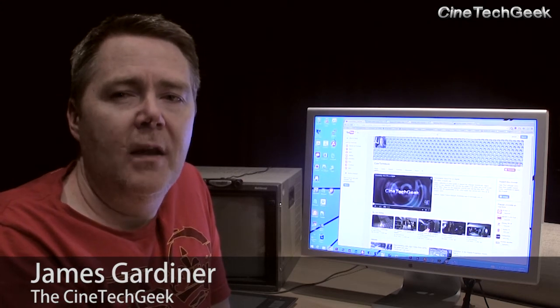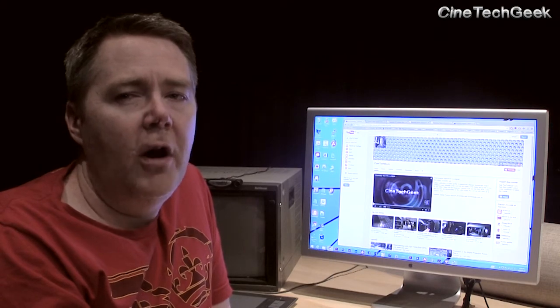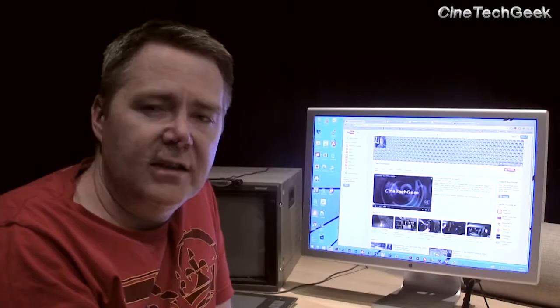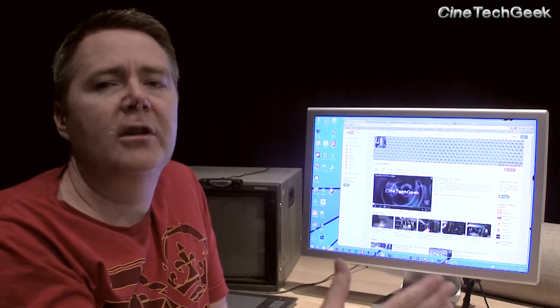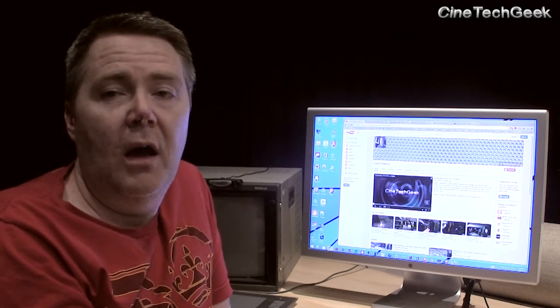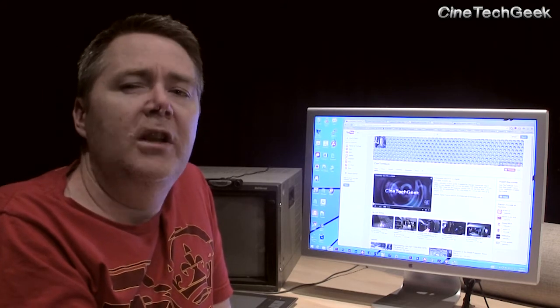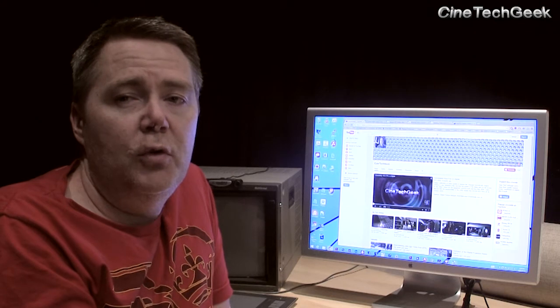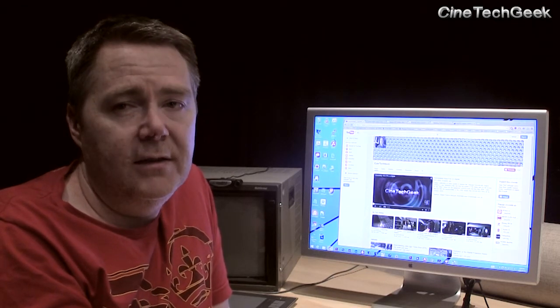I want to cover the security of DCI equipment. I want to cover this because recently there was a theft in Brazil of $9 million worth of DCI equipment, including projectors and players. Now, there were a lot of questions asked about, well, can this equipment be used? What's going to happen to this equipment? Where is it going to show up? And can it show up due to the security? In today's video, I want to quickly go over why pretty much that equipment is next to worthless due to the security aspects of the DCI standards.